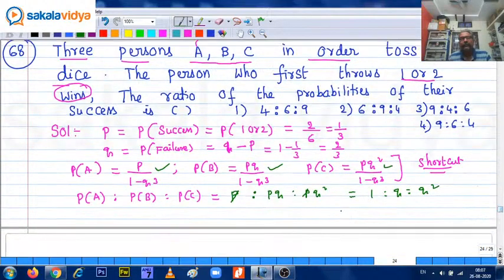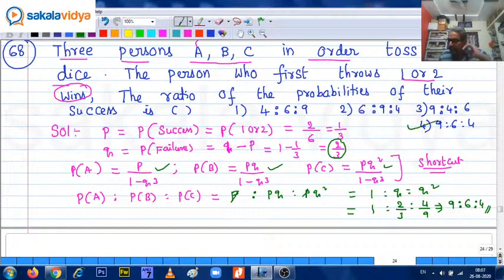Substitute the q value. So this is equal to 1 is to q is 2 by 3, q square is 4 by 9. Multiply with 9. You get 9 is to 6 is to 4. Fourth option is the right option. Yes, option 4.